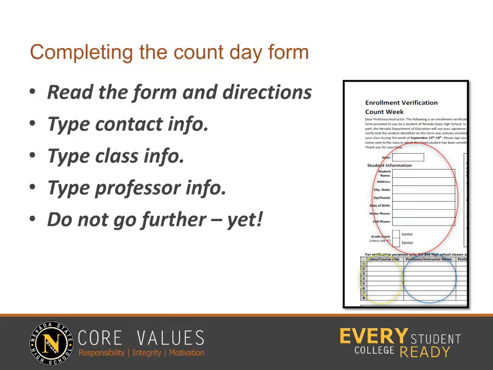Next, type the actual names of your classes in the column labeled Classes/Course Title, as indicated in the yellow circle. Remember, Study Skills is CEP 050 for the fall and 051 in the spring. Transitions is CEP 060 in the fall and 061 in the spring.